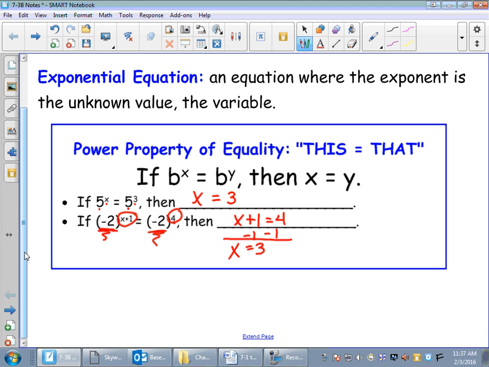And so what you're looking for is if you can get a common base and you can set the bases equal to each other, then you're allowed to set the exponents equal to each other. So we just sort of ignore the base. Notice in the second example, I just excluded the -2's. I know the -2's equal each other. I'm concerned about their exponents. So that's the logic that we're going to use today.